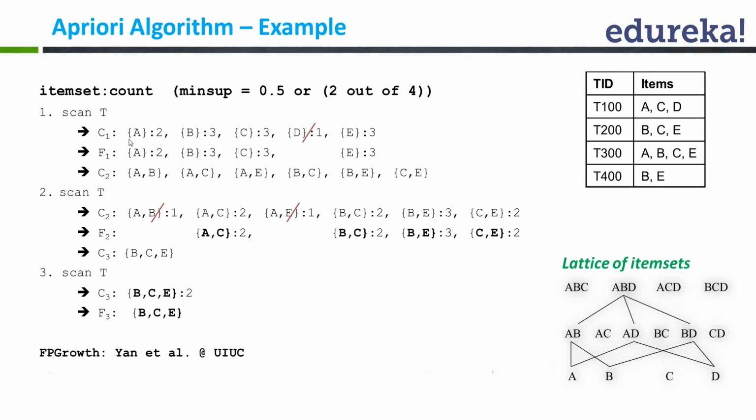And obviously, by looking at these counts, I can see that D is no longer interesting for us, right? Because D has only support 1, that means it occurs only in one transaction, which is less than my minimum threshold. I'm no longer interested in D. Okay, so that's why I crossed it out. As a result, I get this F1, which is frequent one item sets: A, B, C, and E. They are called frequent because their frequency is greater than my threshold.